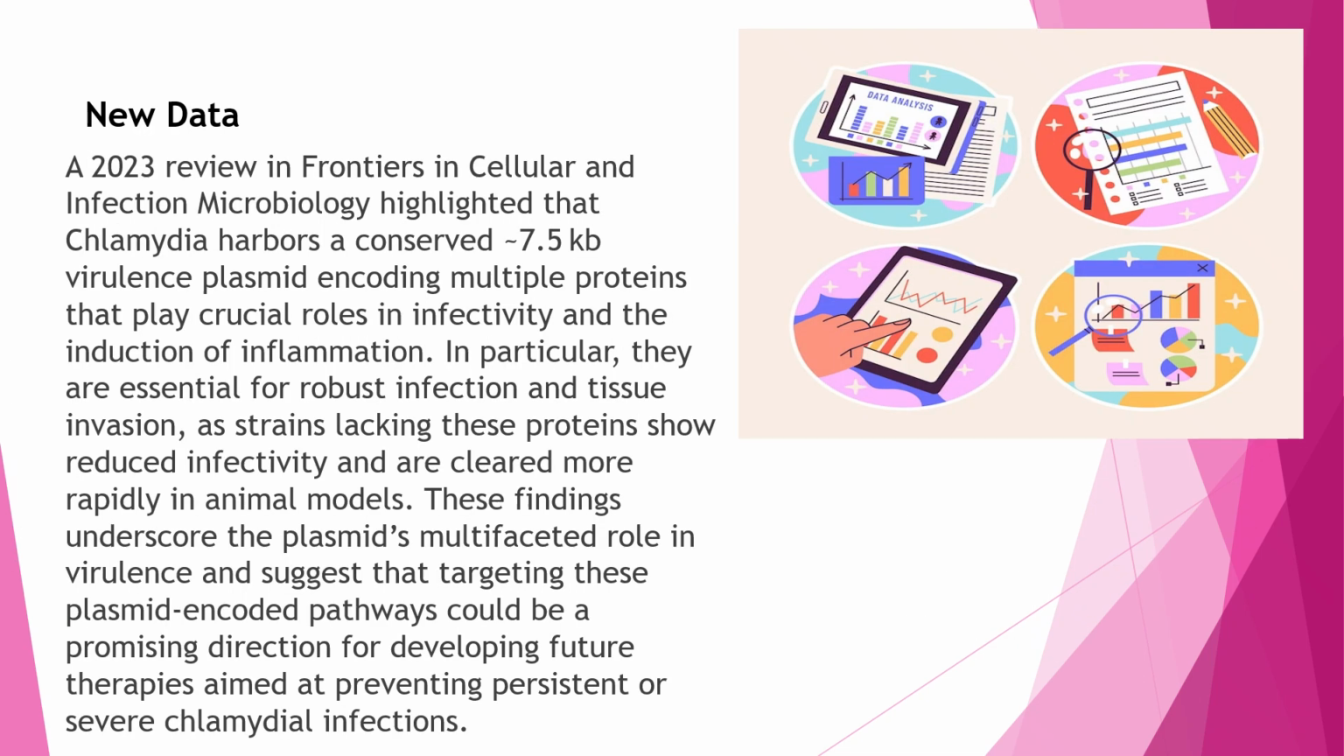Some new data that I found was from a 2023 review in Frontiers in Cellular and Infection Microbiology, which highlighted that chlamydia harbors a conserved 7.5 kilobase virulence plasmid encoding multiple proteins that play crucial roles in infectivity and the induction of inflammation. In particular, they are essential for robust infection and tissue invasion, as strains lacking these proteins show reduced infectivity and are cleared more rapidly in animal models. These findings underscore the plasmid's multifaceted role in virulence and suggest that targeting these plasmid-encoded pathways could be a promising direction for developing future therapies aimed at preventing persistent or severe chlamydial infections.